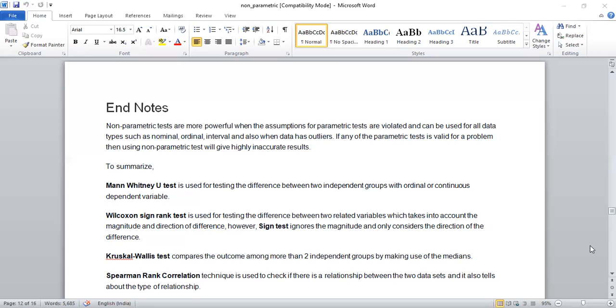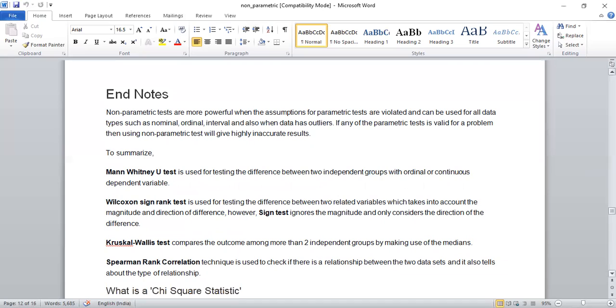And Spearman rank correlation is also a technique. We have already covered the correlation part, so the Spearman rank correlation coefficient is also a non-parametric alternative. This is used to check if there is a relationship between the two data sets, and it also tells about the type of relationship, that is whether positively directed or negatively directed.